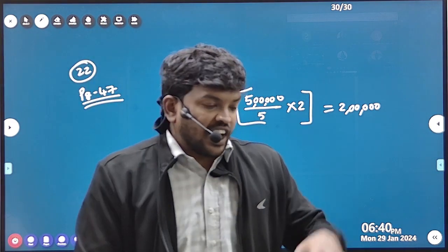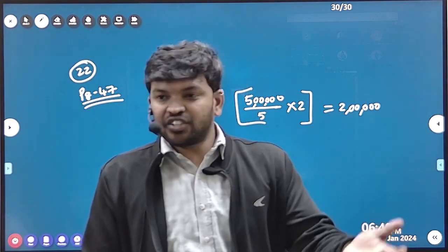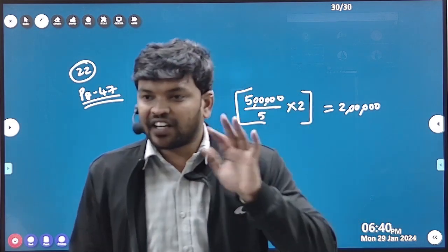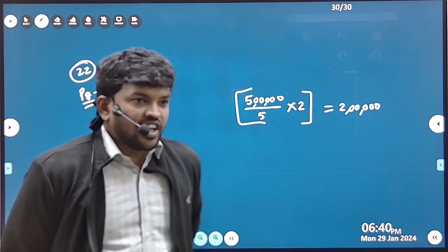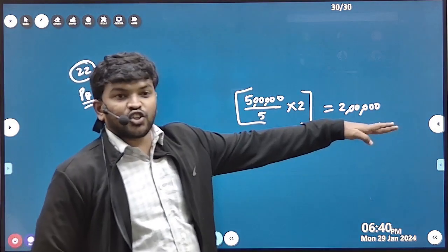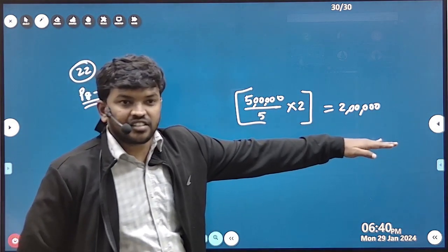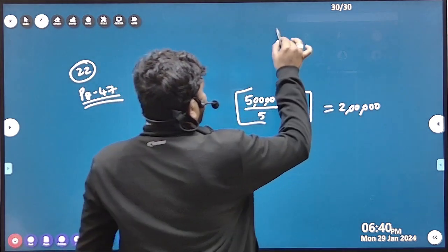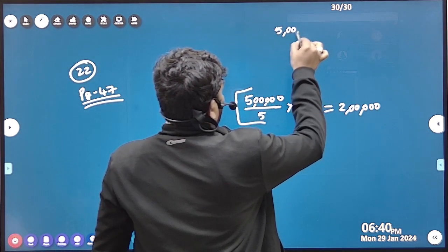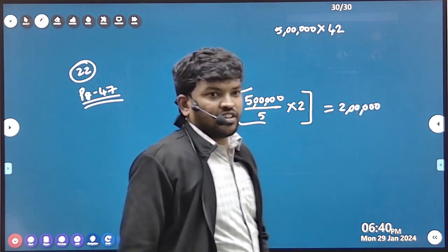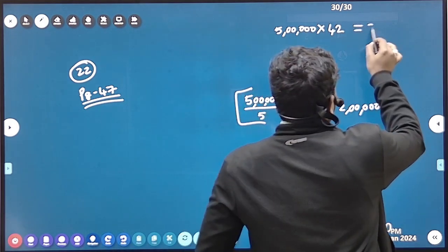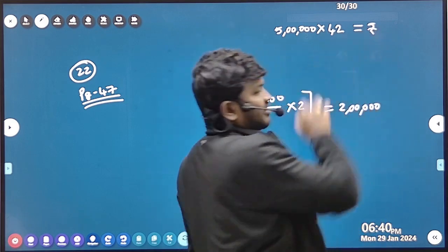Now, before the rights issue, say for example in the stock market, we have 5 lakh shares. After the 2 lakh issue is done, with 5 lakhs, what is the market value? 42. Yes or no? Tell me the net worth here.